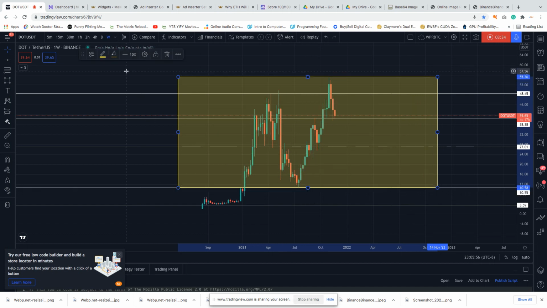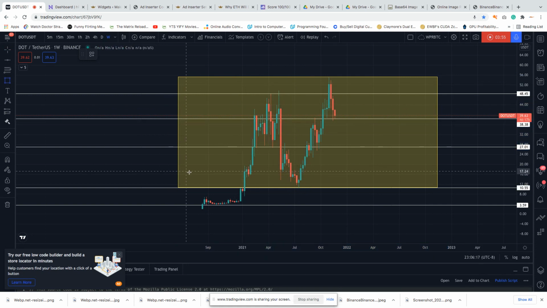So this is my box. Why am I putting the box right here? I'm putting the box because to me, there's still no clear breakout if price is still under the previous all-time high, right? It means that price is still struggling to get back to the previous all-time high. But the good thing is that now the area is acting as a support.